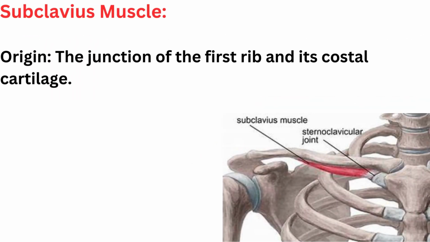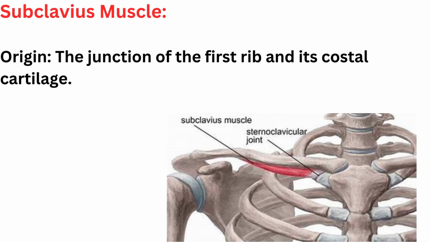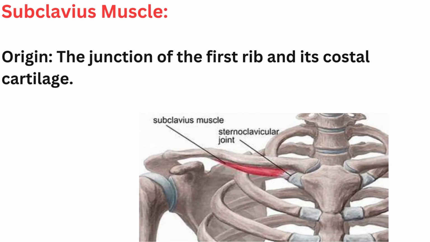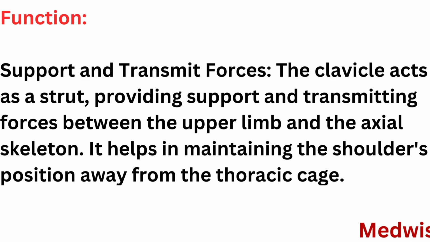Subclavius muscle. Origin, the junction of the first rib and its costal cartilage. Insertion, inferior surface of the middle one-third of the clavicle. Function. Support and transmit forces. The clavicle acts as a strut, providing support and transmitting forces between the upper limb and the axial skeleton.